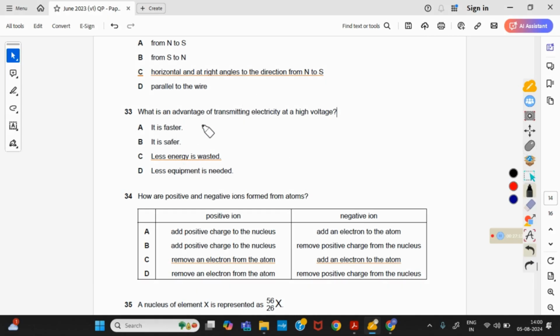What is the advantage of transmitting electricity at a high voltage? Option C is very obvious: less energy is wasted, and a better understanding of theory is required here. Power is always transmitted at high voltage and low current. We know that H, the heat energy, is I squared R T. If there is more current, the I value is more, the heating effect of the current will be more, and more energy will be wasted.